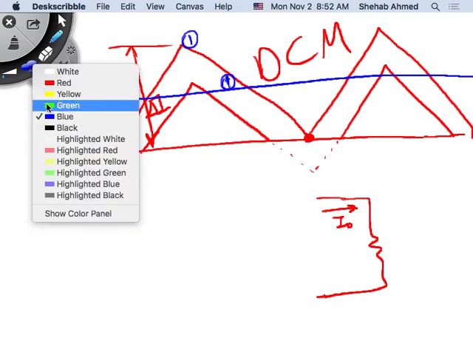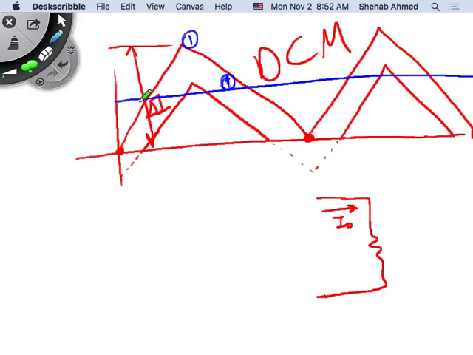How about this green waveform? What's the average value of current? Pretty much the same, right? So there's an infinite number of values of inductors that will change delta I, but will have the same average current flowing through the inductor, right?